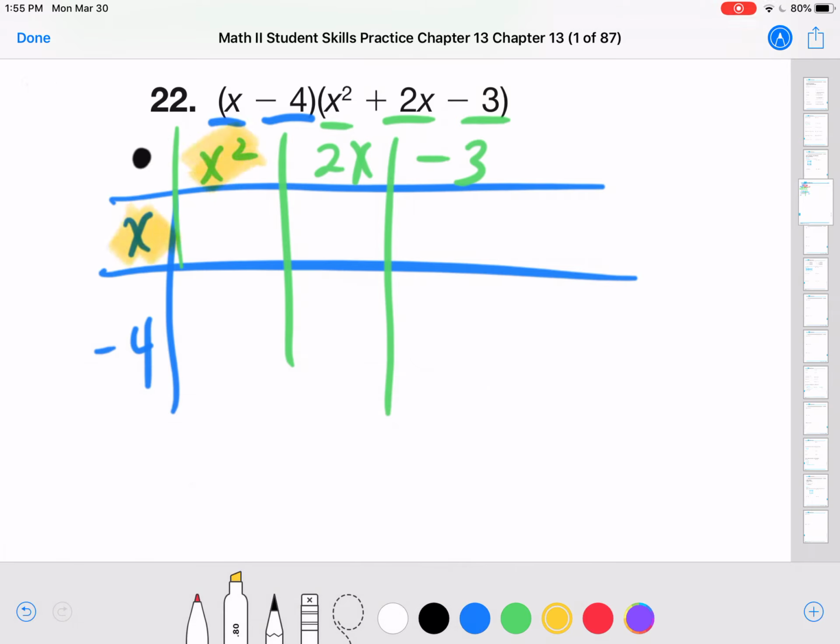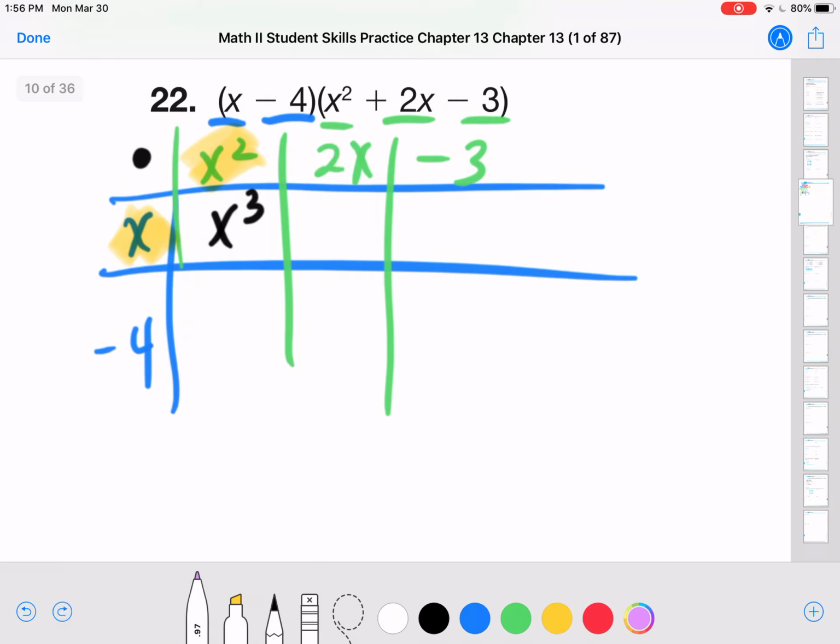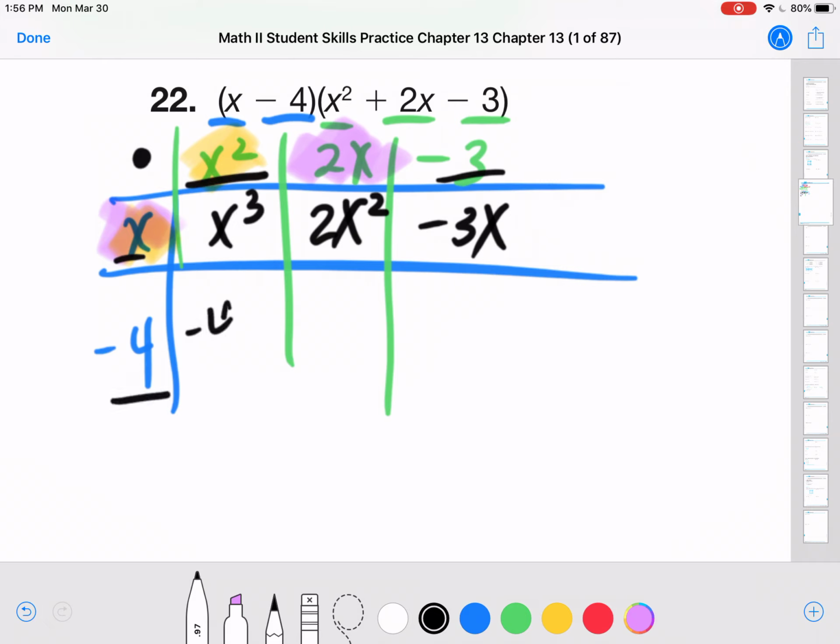So x squared times x is going to give me x cubed. Then you move on to the next one. It's going to be 2x times x, that's going to give me 2x squared, and you just keep going. The next one is negative 3 times x, that's negative 3x. Next one is x squared times negative 4, which is negative 4x squared. 2x times negative 4 is going to be negative 8x. And the last one is negative 4 times negative 3, which is positive 12.